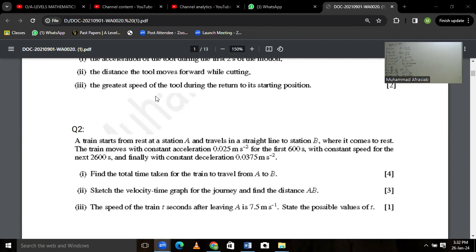Part 2. Sketch the velocity time graph for the journey and find the total distance AB. Third, the speed of the train t seconds after leaving A is 7.5 meters per second. State the possible values of t.